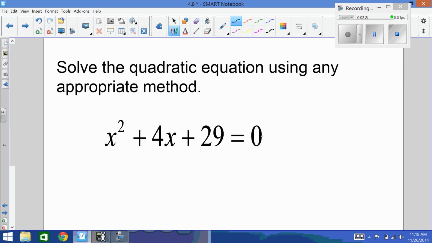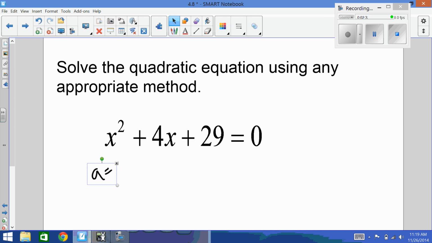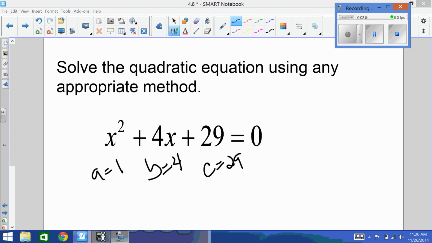It is equal to 0. A is 1, B is 4, C is 29. So we can't use the second method. We can try factoring. The factors of 29 are 1 and 29, so that's not factorable, so we have to use the quadratic formula.